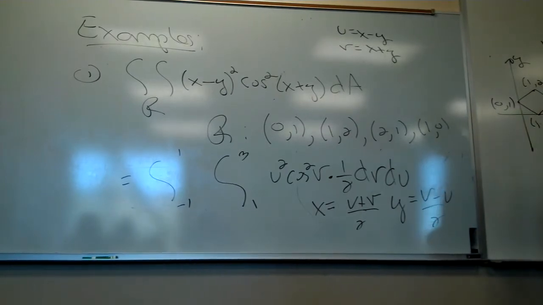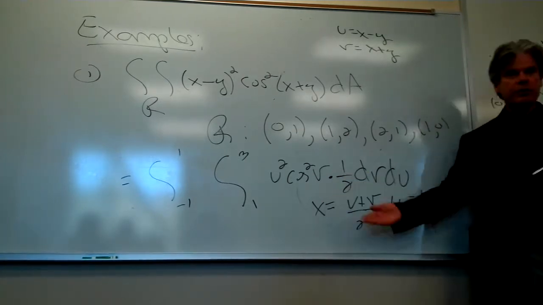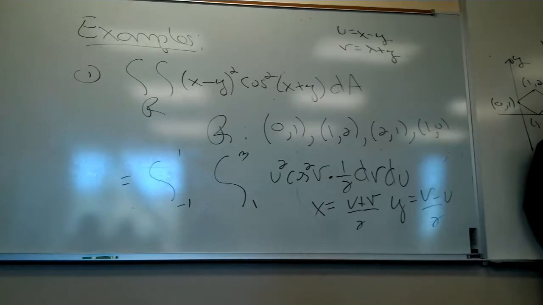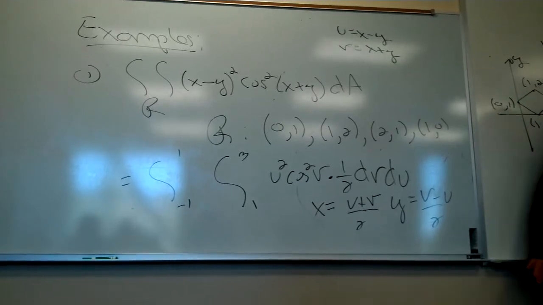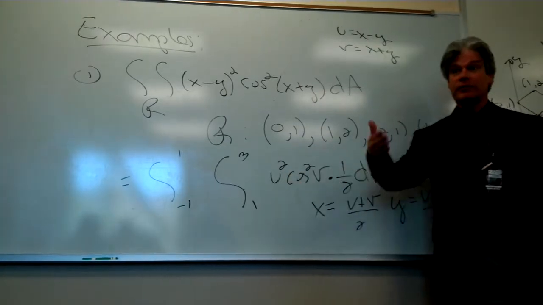Is that easy to integrate? Yes, piece of cake. To integrate with respect to v first, you would use substitution, 1 plus cosine 2. Use your double angle identity. And by the way, after that, it is a piece of cake with respect to u.